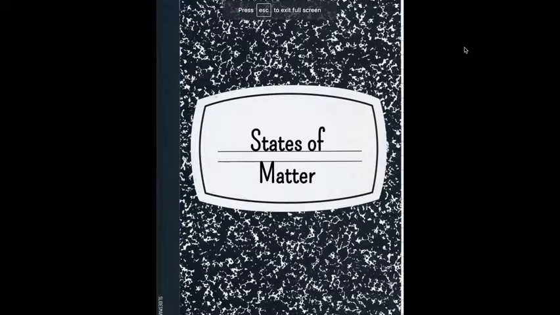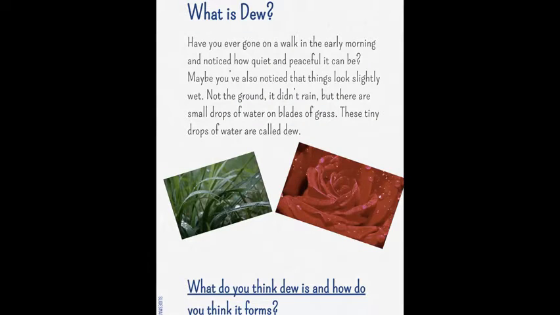So what we are doing in this mini unit is to combine states of matter and the molecules. I don't know if you remember a while back when we talked about solid, liquid, and gases. And then our next science unit was molecules, atoms, compounds, and elements. We're kind of combining the two. So the first thing that we're going to talk about is what is dew?